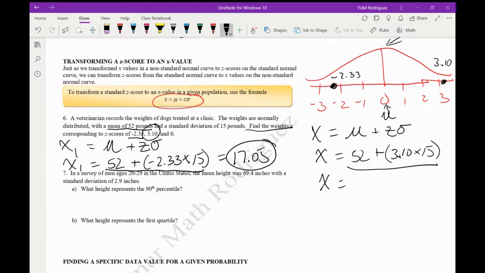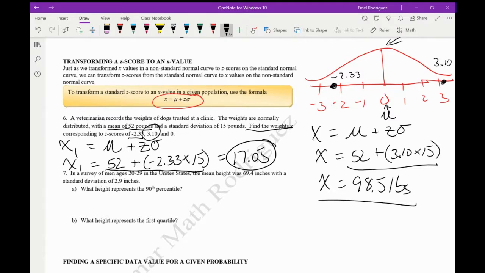Again, guys, I'm going to type that in exactly as I would see it. So let me get my calculator here. I'm going to type in 52 plus parentheses 3.10 times 15. And the number I'm coming up with is 98.5 pounds. So this dog obviously weighs more than the average. How do I know that? Because his z-value is a positive number. If the z-value is negative, the dog is less than the average, and if a z-value is positive, the weight is more than the average.